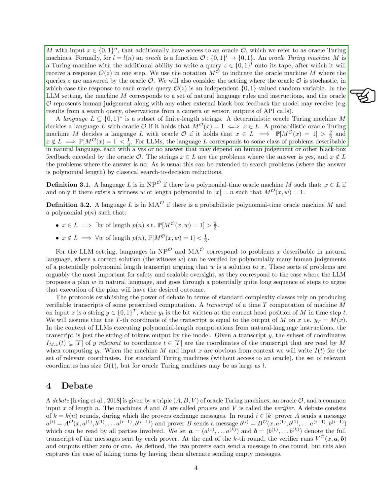We've also explored the use of Turing machines with input and an oracle, which is a function that provides answers to queries. In the context of language learning models, LLMs, the Turing machine represents a set of natural language rules and instructions, and the oracle represents human judgment along with any other external black box feedback the model may receive. We've defined languages in terms of complexity classes and provided definitions for deterministic and probabilistic oracle Turing machines. For LLMs, these languages correspond to problems that can be described in natural language, each with a yes or no answer that may depend on human judgment or other black box feedback encoded by the oracle.